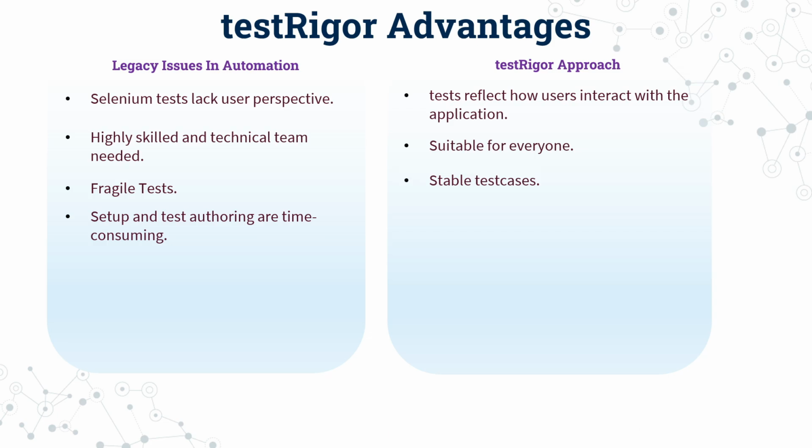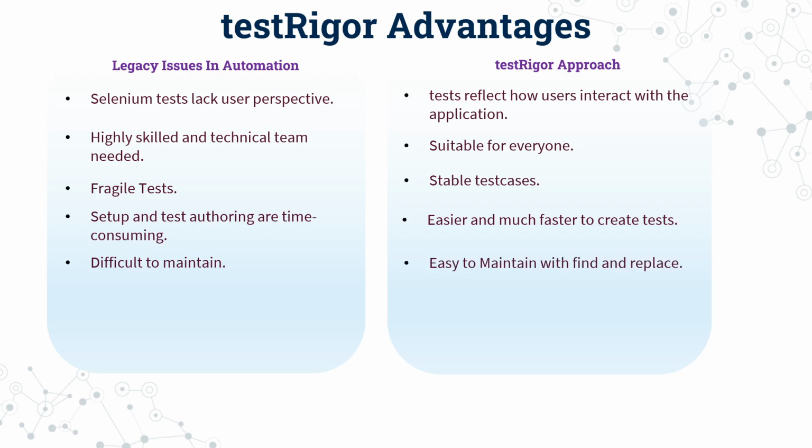Writing automation test cases is a time consuming activity. Using the testRigor tool, it consumes very little time as we can use already written functional test cases, make very little changes, and the test cases will be ready. Maintaining automation suites is difficult and it involves a lot of effort and time. As tests are much more stable, they rarely break and they are easier to maintain.